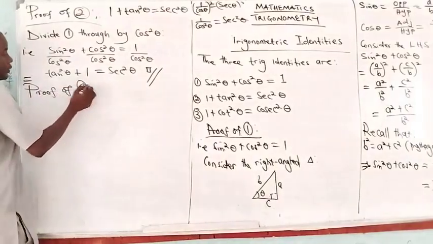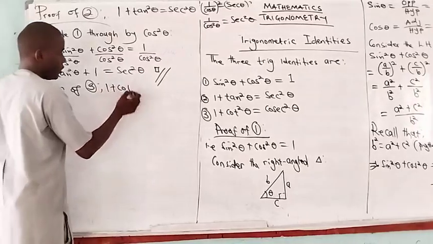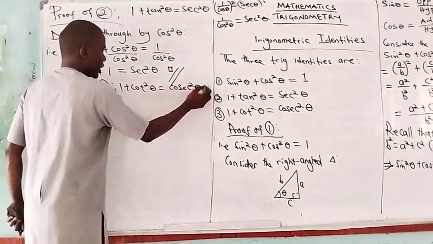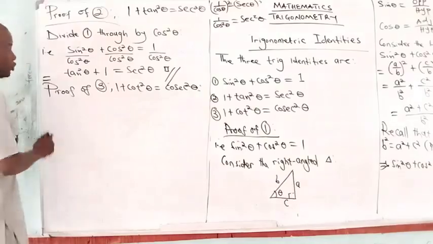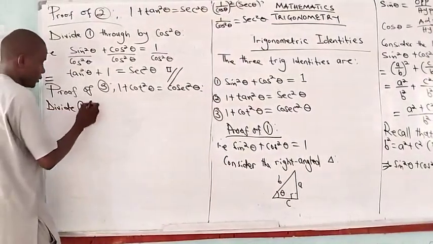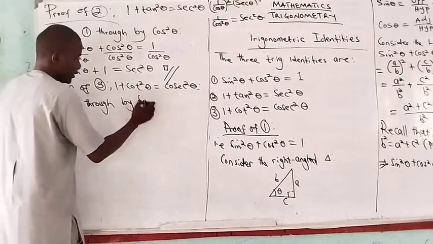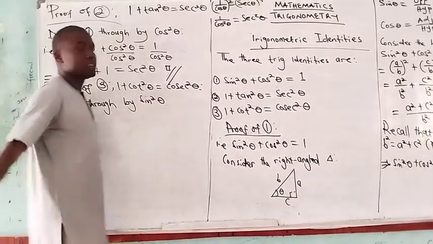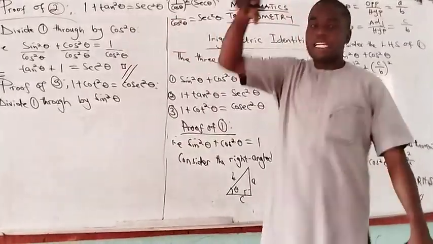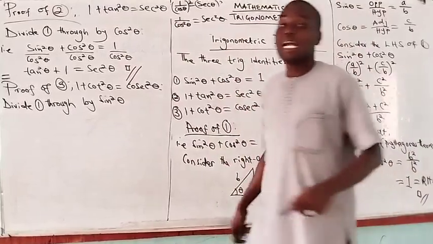Proof of identity number 3: 1 plus cot square theta is equal to cosec square theta. So what I'm going to do now is go to identity number 1 and divide everything in that identity by sine square theta.